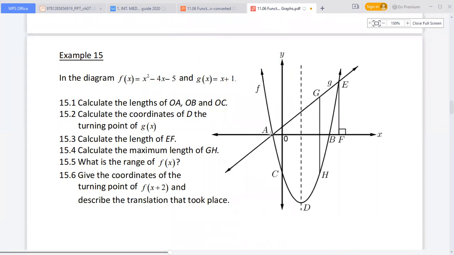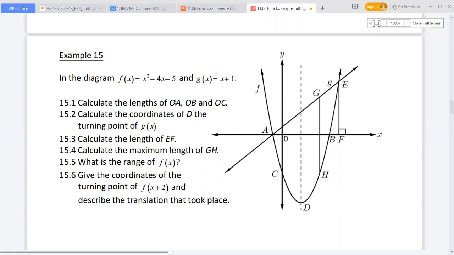OA, you can see that A is the x-intercept of the parabola, and it is also the x-intercept of the straight line. So either way, whether you find it using g or f, you must find the one answer, which is supposed to be negative. So when they say length of OA, you can't say negative 1. There's no way length will be negative. So you must just say 1 unit, right? Regardless, you don't put the sign.